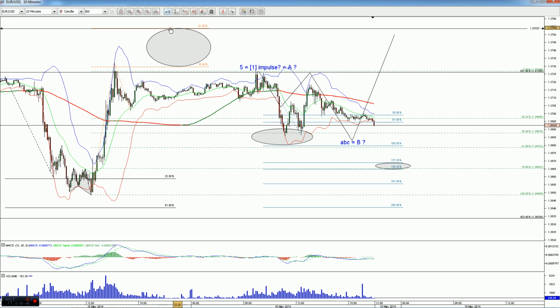So initially I thought it would happen here in this area, but then I had to change my mind. So it's important to be flexible. It's finished. Correction. This is again a bat pattern, a butterfly pattern in this case.